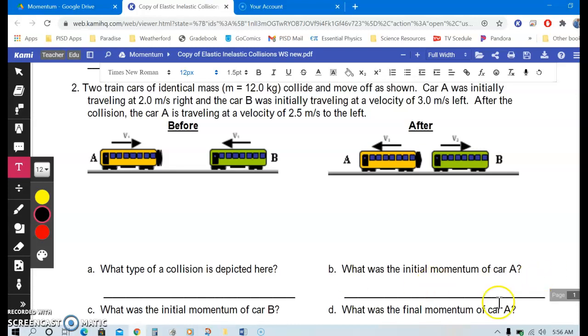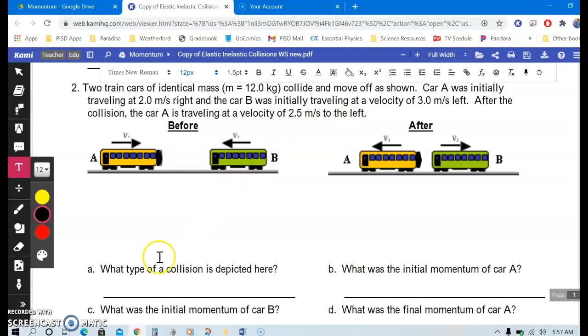After they collide, they hit, they move, and then A moves back to the left and B moves to the right, okay? It says car A was initially traveling at 2.0 meters per second. You might want to write that down there. I'm not going to right now because it takes me a while with the pen. And car B was initially traveling 3.0 meters per second to the left. Now, since it's going to the left, that's right, it's going to be a negative 3.0 meters per second to the left.